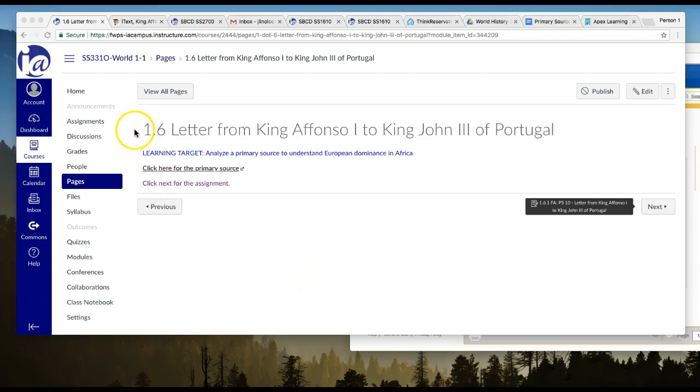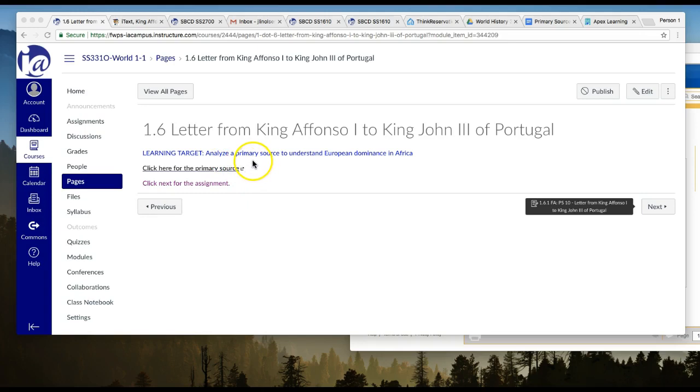Today's lesson is titled Letter from King Affonso I to King John III of Portugal. And the learning target reads, Analyze a primary source to understand European dominance in Africa. Now, when we analyze something, we are picking it apart. We are looking at it from different angles. We're trying to understand all of the details of that source.